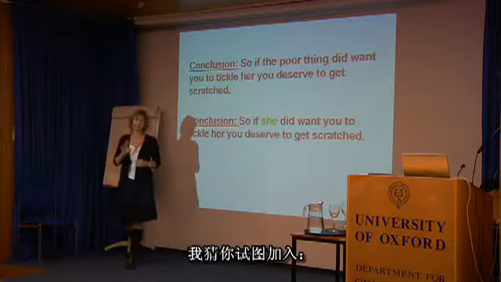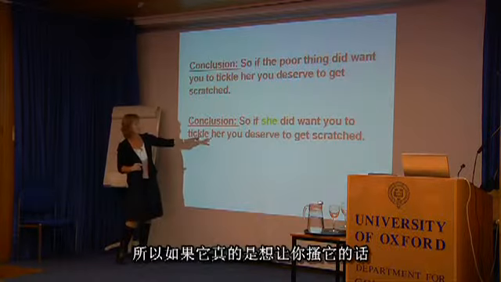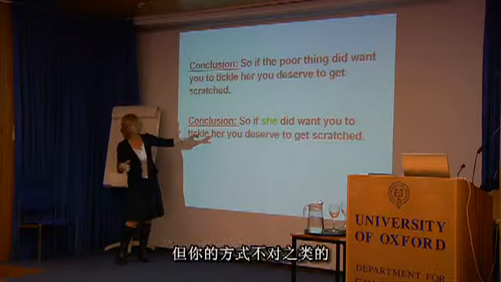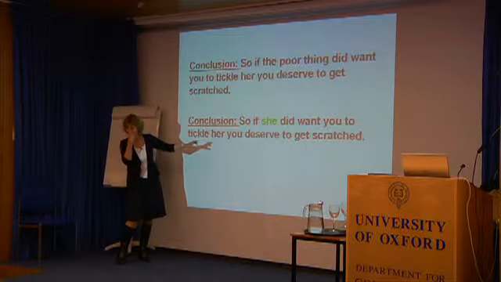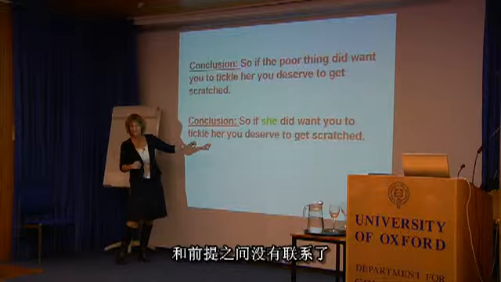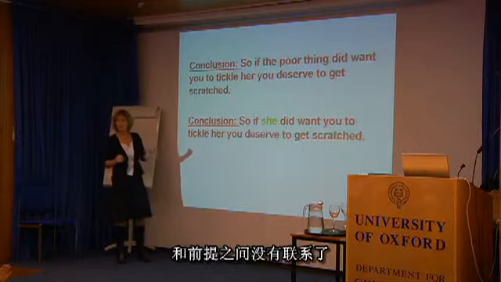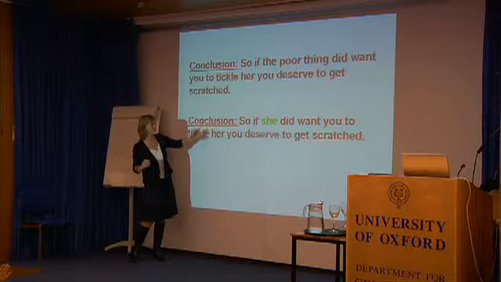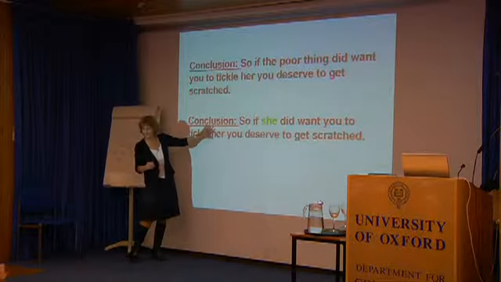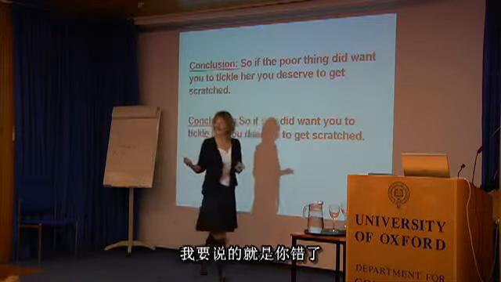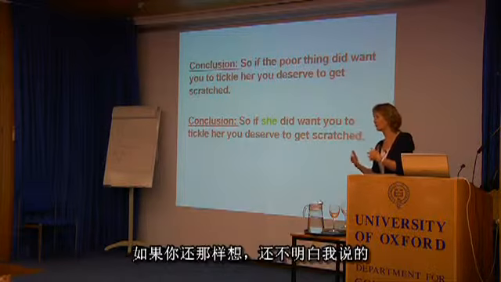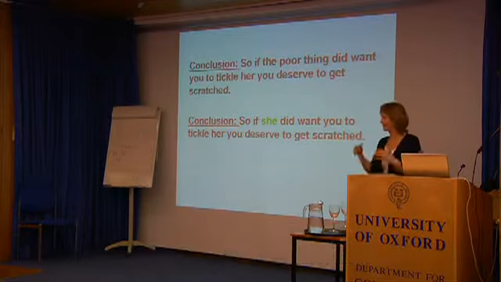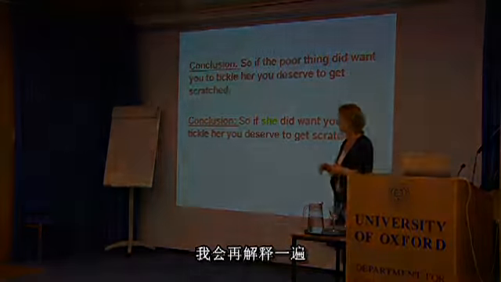What you want to put in is this, I think. So if she did want you to tickle her, but you went about it in the wrong way or something like that, then you deserve to get scratched. Is that right? Because the conclusion is then, there's a missing link to the premises somehow for me in the conclusion. But the conclusion... yeah, you're wrong. Okay, that's all I'll say right now. You're wrong. And what you should do is have a look at the argument over the week. And if you still don't see what I'm saying, come and see me next week and I'll explain it again.